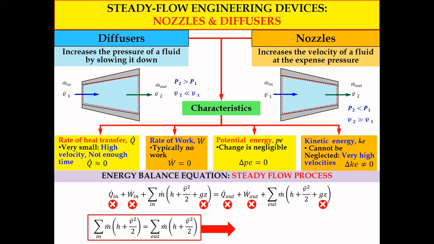Okay, because the diffuser and also the nozzle only have one inlet and one outlet, we have this final equation for the diffuser and also for the nozzle, where number 1 stands for the inlet condition and number 2 stands for the outlet condition of the device. So we have m dot 1 multiplied by h1 plus v1 bar square divided by 2 equal to m dot 2 multiplied by h2 plus v2 bar square divided by 2. So this is the final energy balance equation for steady flow process for the diffuser and also for the nozzle.